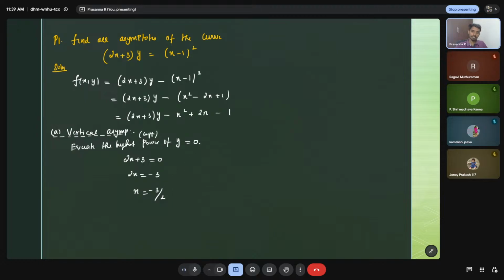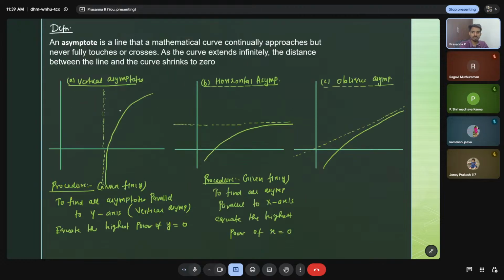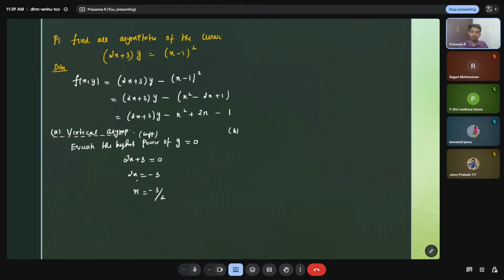So x is equal to minus 3 by 2 is your first vertical asymptote. A vertical asymptote is always an equation of the form x is equal to a, right? A vertical line equation is x is equal to a, and a is the point it is passing through. And a horizontal asymptote will be of the form y is equal to b, where b is a point that it is passing through, right? And an oblique asymptote is y is equal to mx plus c. Now x is equal to minus 3 by 2 is your first vertical asymptote of this curve.